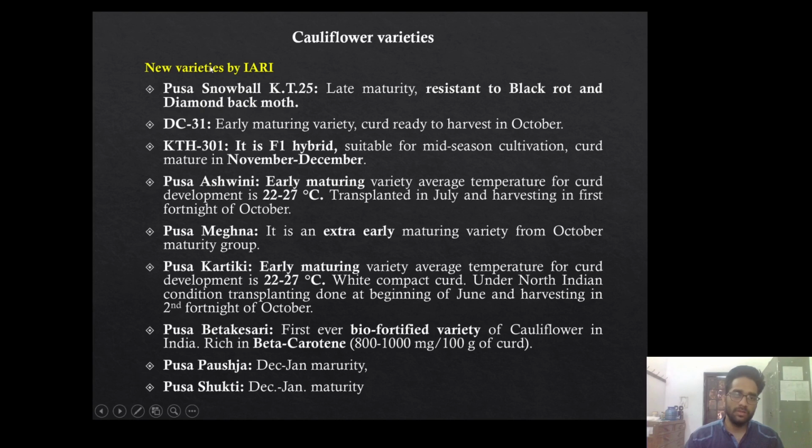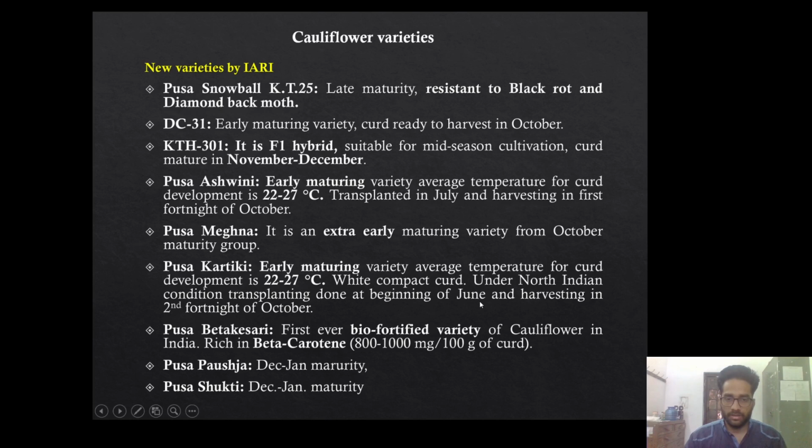New varieties of cauliflower by IARI. Pusa Snowball KT-25 is a late maturing variety resistant to black rot and diamondback moth. DC-31. KTS-301 is a hybrid suitable for mid-season cultivation, with curd maturing in November, December. Pusa Ashwini is an early maturing variety, and it is high temperature tolerant. Pusa Meghna is an extra early maturing variety. Pusa Kartiki is an early maturing variety.